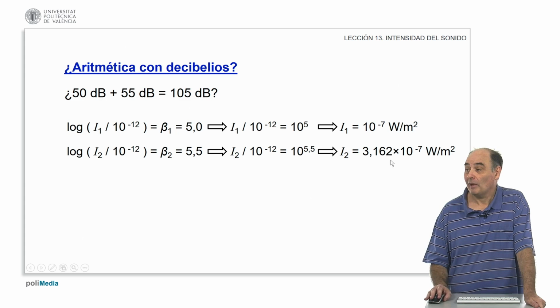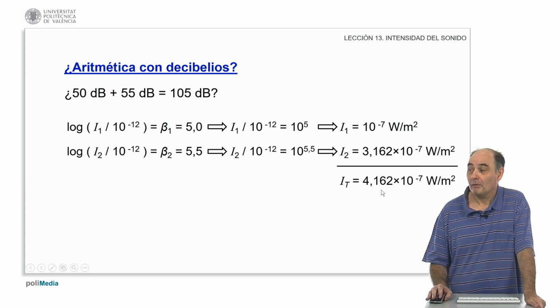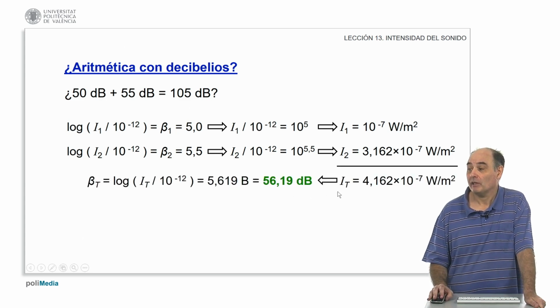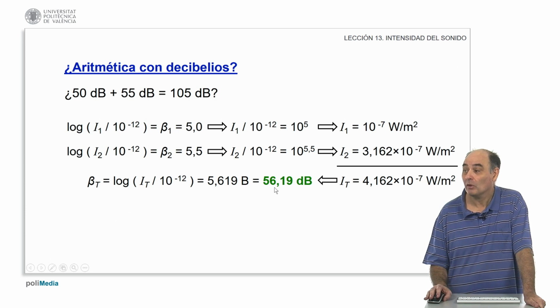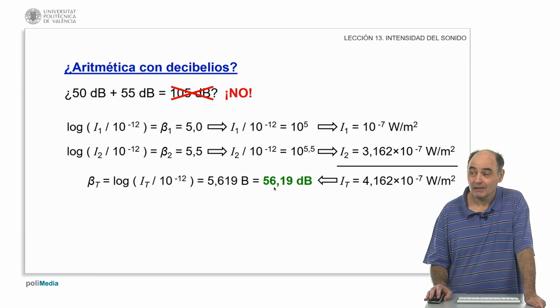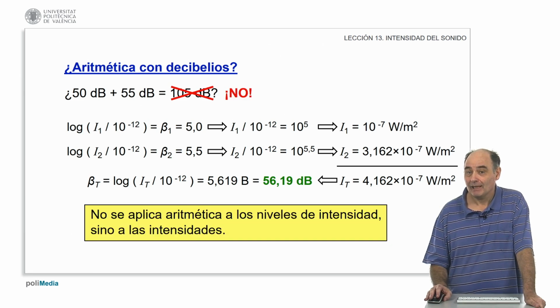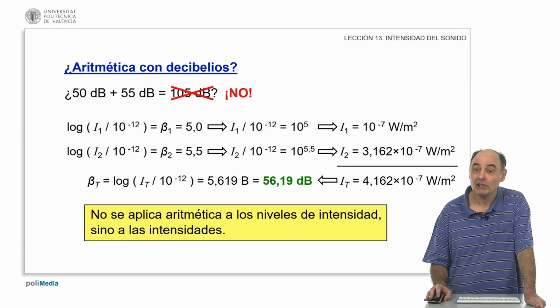What total intensity do I have? The sum of the two. What decibels are those? I do the opposite process, applying the logarithm, and I get 56.19. So 50 with 55 is 56.19. Obvious conclusion: this is not true. Arithmetic is not applied to the intensity levels, but to the intensities. I repeat, arithmetic is applied to the intensities.